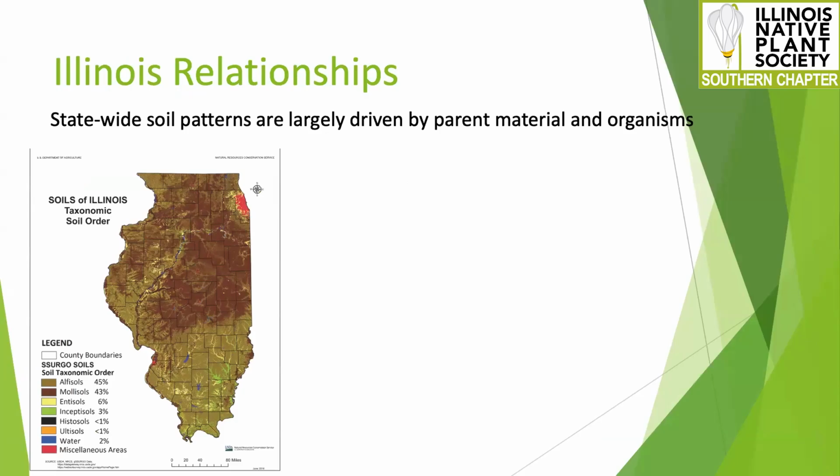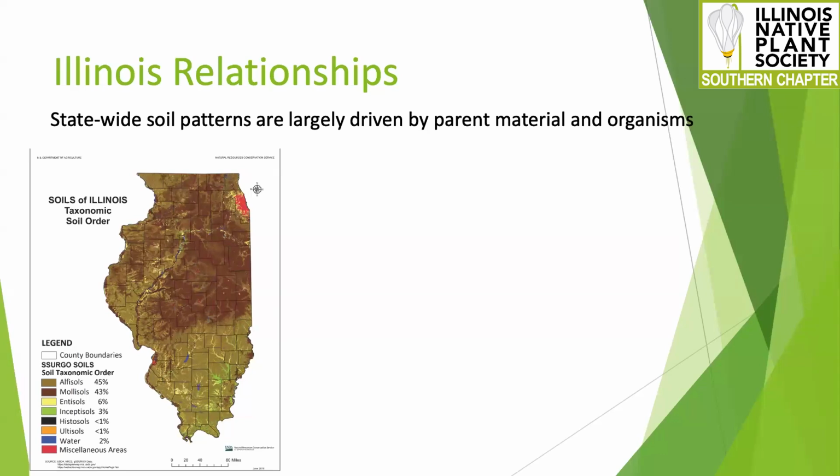Now, within Illinois, here is the distribution of soils within our state. We have a lot of alfisols and mollisols. Alfisols are the lighter browns you see in Southern Illinois, wrapping up around the western part of the state. The mollisols are the darker brown colors you see up here, especially in the northern and eastern part of Illinois. Then we have some inceptisols and entisols, the yellows and greens.